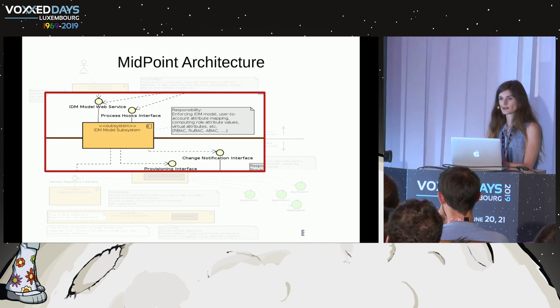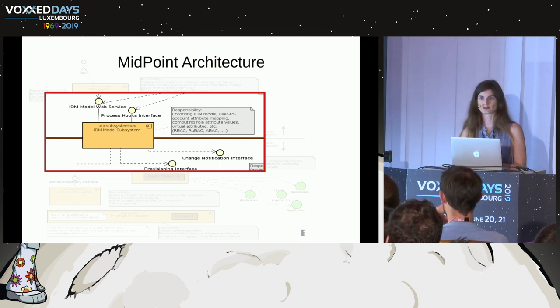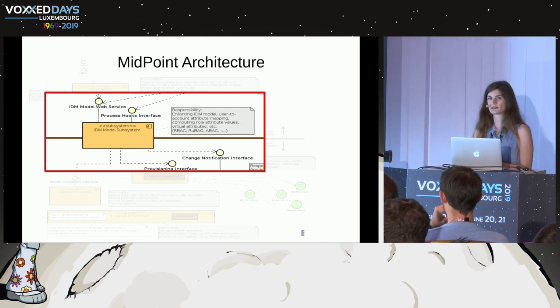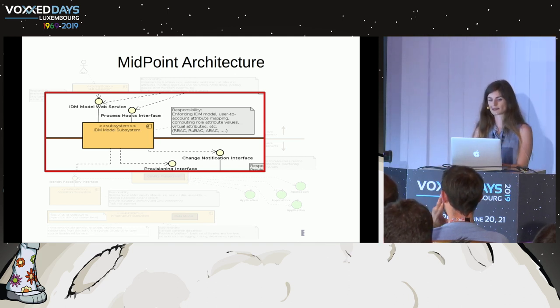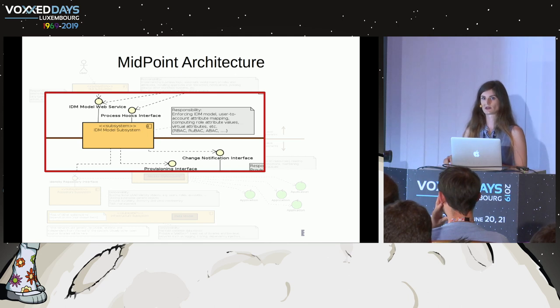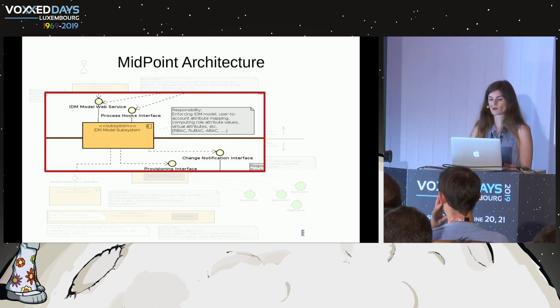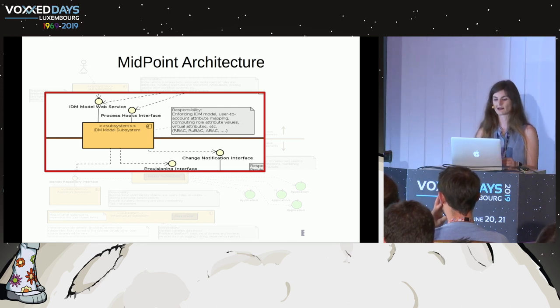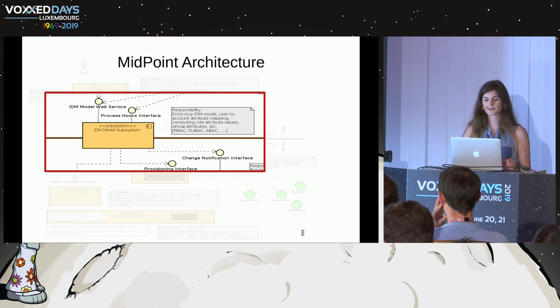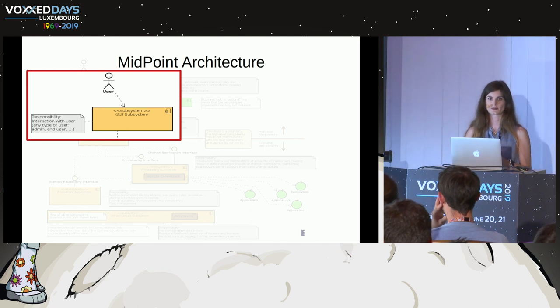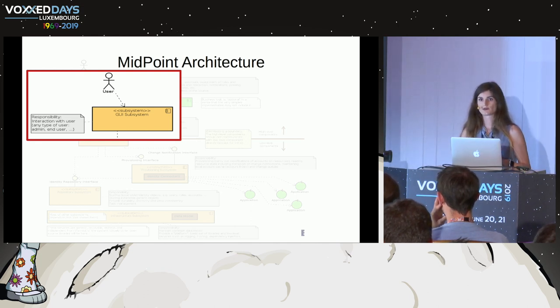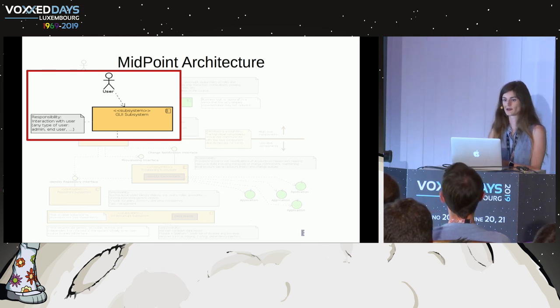Then there is the model subsystem. This is the most important subsystem in the MidPoint architecture. This is the subsystem where all the logic is. So this subsystem does all the computation. So there are mapping evaluations, there are role evaluations, policy evaluations. So everything. It's the head of MidPoint, or it's the brain of MidPoint. And then, of course, we have a graphical user interface subsystem, whose responsibility is interaction with the user, even an end user, administrator, or any type of user.